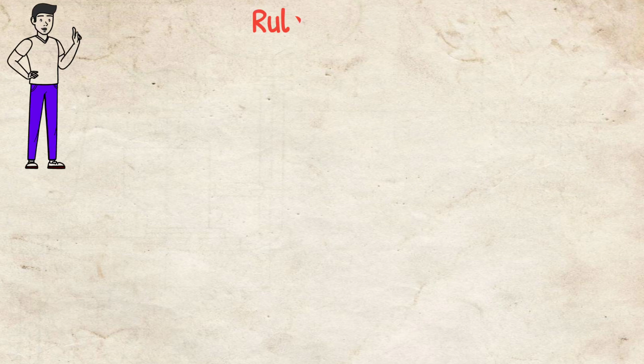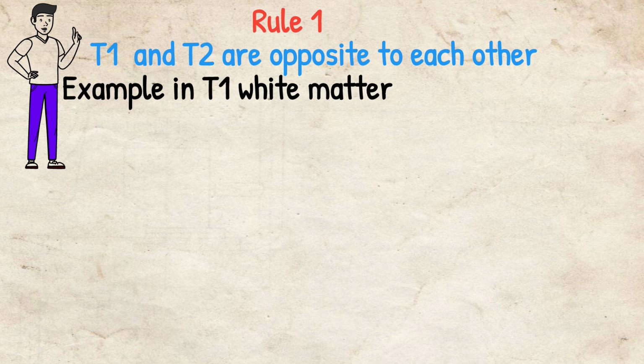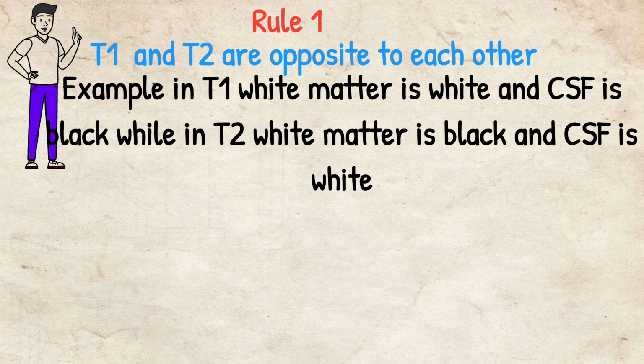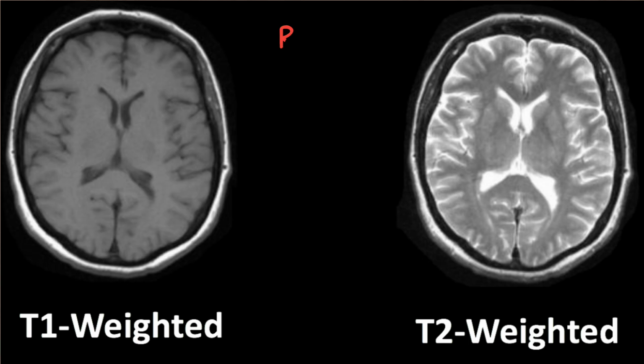Rule number 1 is T1 and T2 are opposite to each other. Let's do some examples. In T1, white matter is white and CSF is black, while in T2, white matter is black and CSF is white. So just memorize rule 1. You will understand almost all of the MRI sequences. In T1, another example, hemorrhage is white and ischemia is black, while in T2, hemorrhage is black and ischemia is white. Just memorize this rule 1 and you will cover all of the MRI sequences.